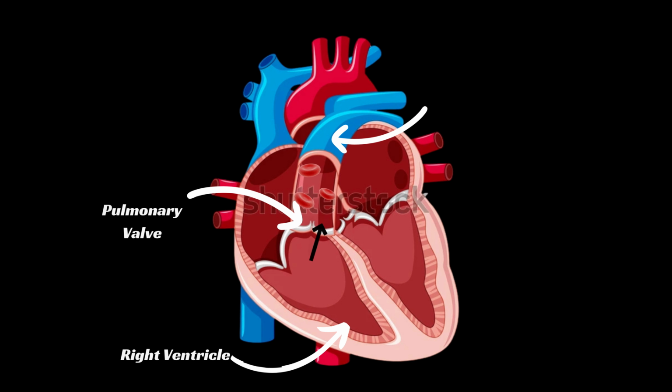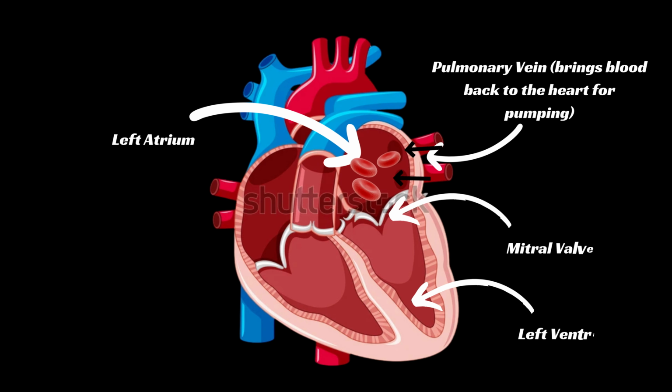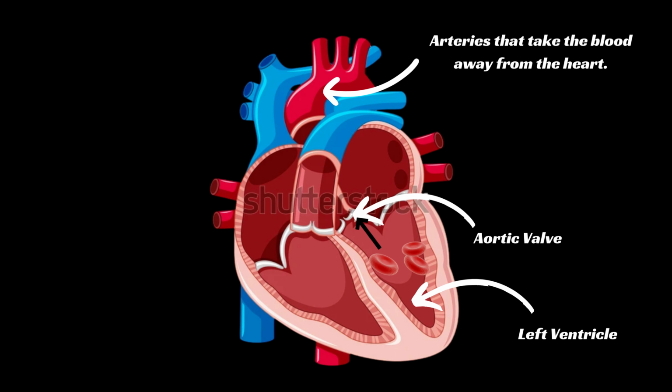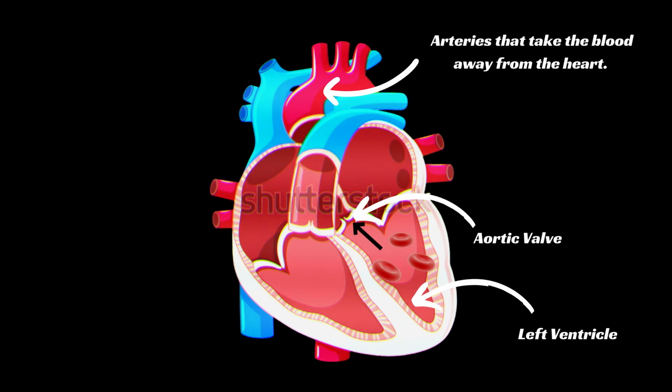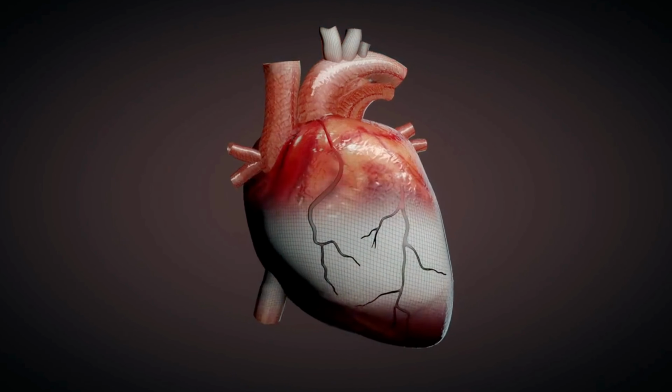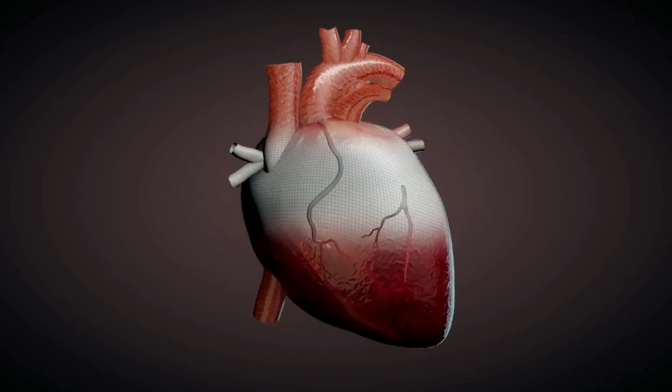Now, after getting oxygenated again, the blood comes through the pulmonary vein to the left atrium. Moving on, the blood is pushed into the left ventricle through the mitral valve. Now the blood is ready to be pumped out of the heart. Therefore, it goes through the aortic valve into our arteries and then throughout our whole body. This is the journey of blood inside our heart, and it happens all the time with every heartbeat.